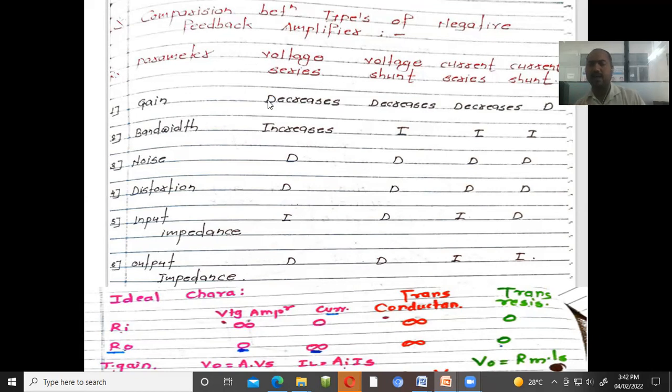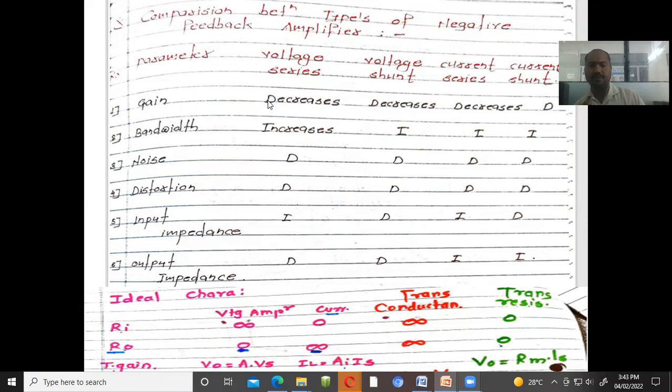It is nothing but adding noise. Due to adding noise, there is elimination of a certain part of the signal. This is nothing but distortion. So when we discuss the distortion point with respect to all types, either voltage series, voltage shunt, current series or current shunt, distortion decreases, right?